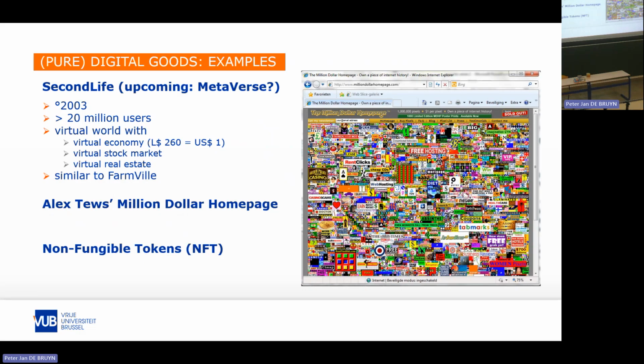We see some initiatives on that side as well. We see a lot of evolutions, a lot of things happening. I think still some companies and industries are figuring out how they can deal with those digital goods.